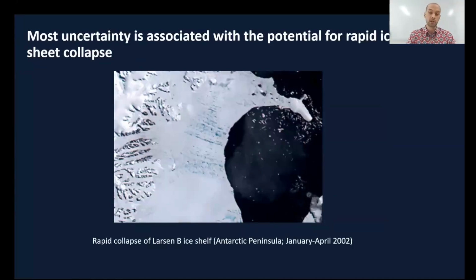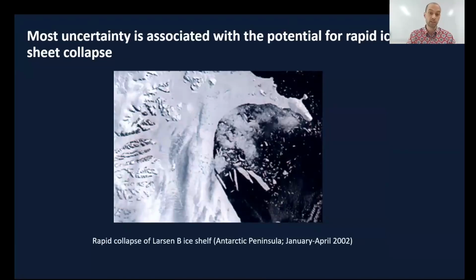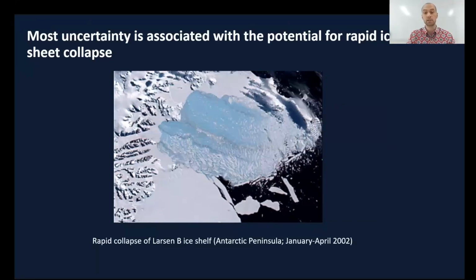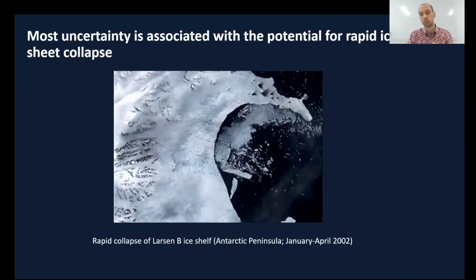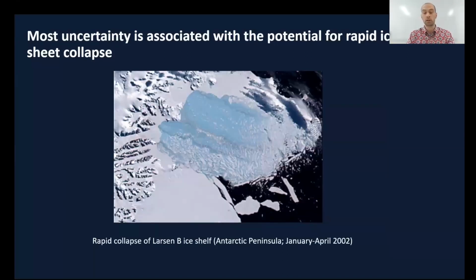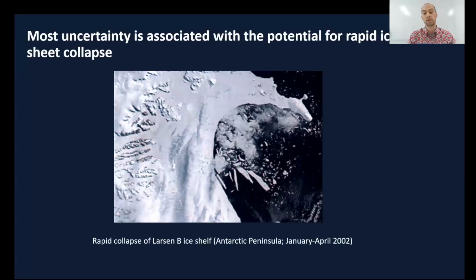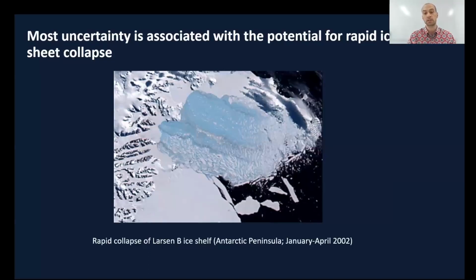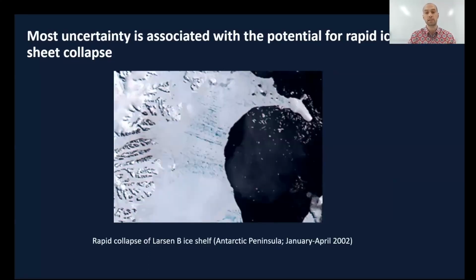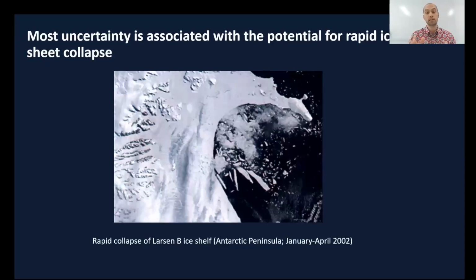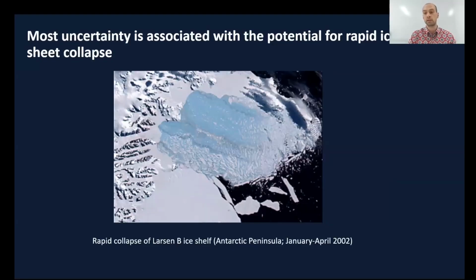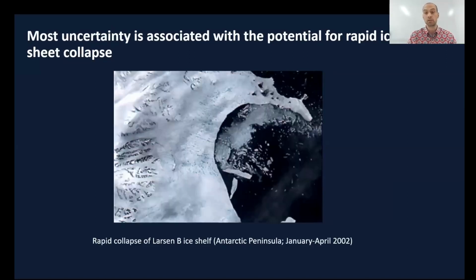This is a series of satellite images of the Larsen B ice shelf, which completely collapsed in 2002 over the course of a few months. Now, this is fairly small, I think it might be the size of a small state in the US. But we know that similar mechanisms could actually occur in large drainage basins, which would directly impact sea level rise and deliver many meters of sea level into the ocean.